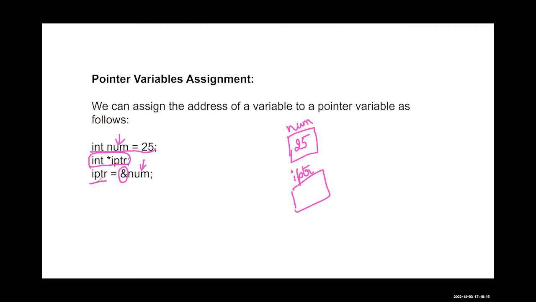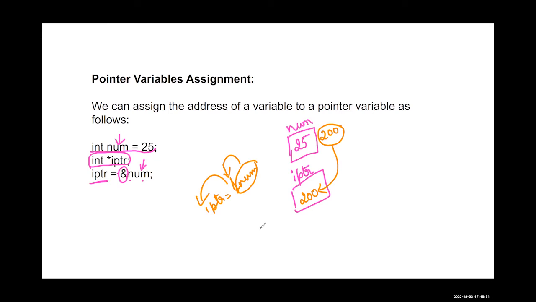As you can see here, iptr is equal to ampersand num, which means, suppose the address of this particular variable was 200, then here I am going to store 200. Whenever I say iptr is equal to ampersand num, this symbol will access the address of this particular variable, and then it is going to store it over here. The address of this variable is 200, and that is what has got stored here. I hope this is clear.